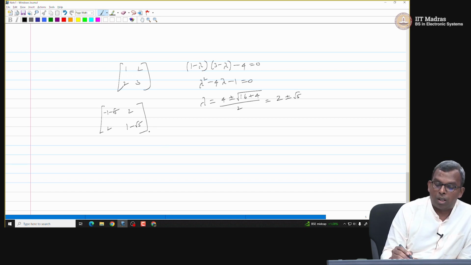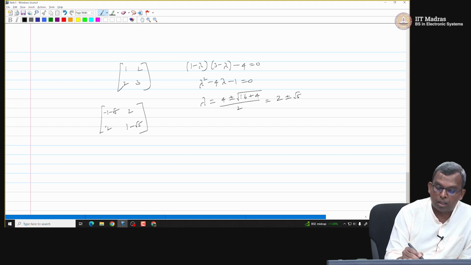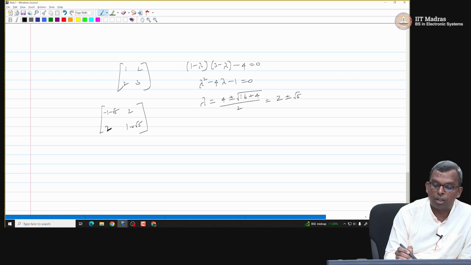Alright, so how do you find the null space for this? First of all, this looks a little complicated, but if you multiply these two, you see that the determinant is 0. If you multiply these two, you get root 5 minus 1 into root 5 plus 1, that is actually 4, and then 4 minus 4 is 0. So this has a null space vector. So you can find a null space vector.